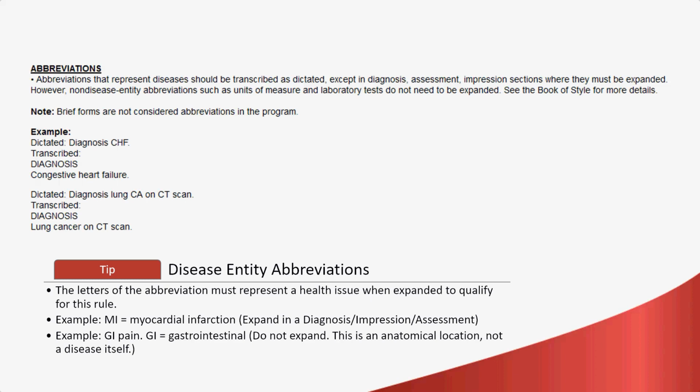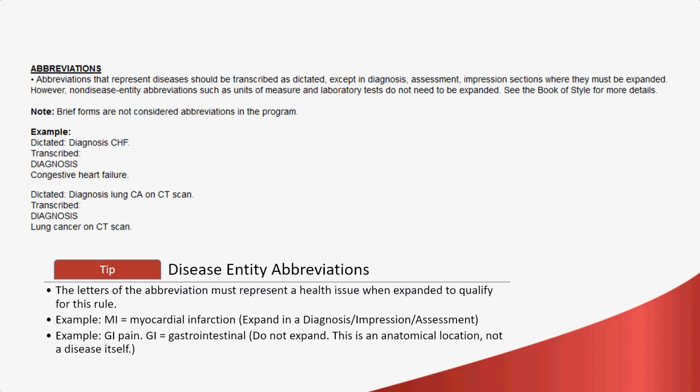So there's an example here that the diagnosis is CHF. CHF means congestive heart failure when we expand it, which is a health issue. We're in the diagnosis section, so we have to expand CHF there. Now we talk about diagnosis, lung CA on CT scan. CA means cancer, and CT is computed tomography, I believe. Cancer is clearly a health issue, but CT is not. So we're going to expand CA because we're in the diagnosis, so lung cancer, and then CT scan we leave, because CT does not represent a health problem.